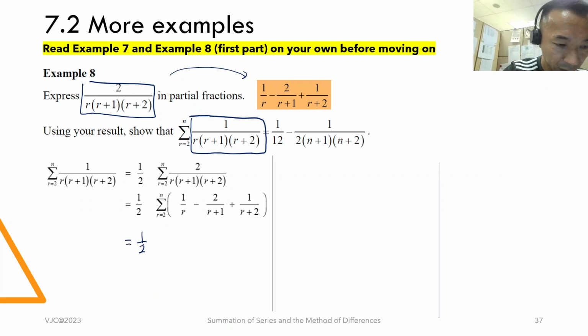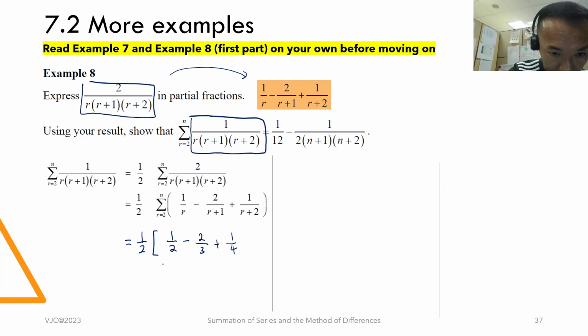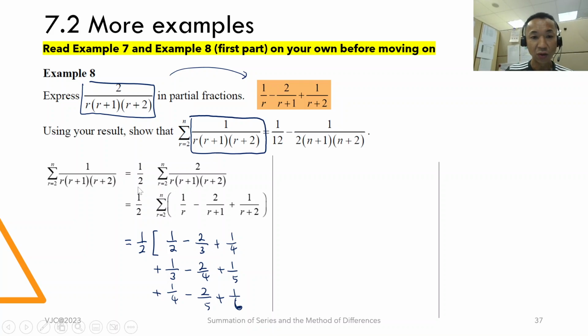If you write it down, the half remains, of course. Let us write term by term. You substitute r equals 2 here, you get half minus 2 over 3 plus 1 over 4. Next one, 1 over 3 minus 2 over 4 plus 1 over 5, plus 1 over 4 minus 2 over 5 and so on. The trick again, I would like to emphasize, one value of r, one line. This is r equals 2, r equals 3, r equals 4. You're not going to carry on, you will just put dot dot dot, and then followed by the last 3 terms.